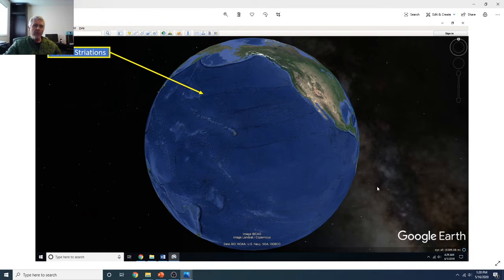As we begin to look at some of this stuff, I'm going to go to my picture down here. We're going to go right here. This particular view, as you see it, describes the Pacific striations as I first began to look at them.